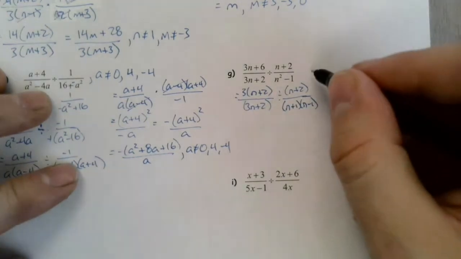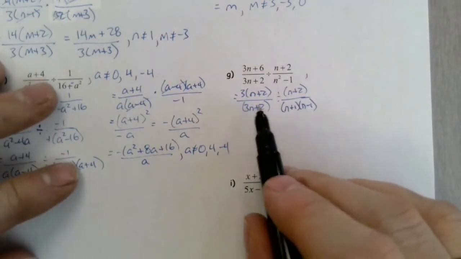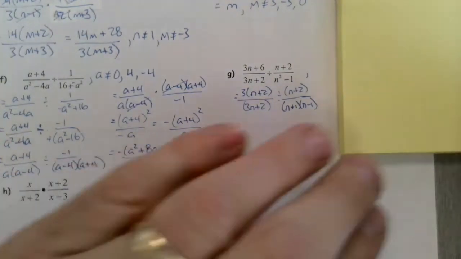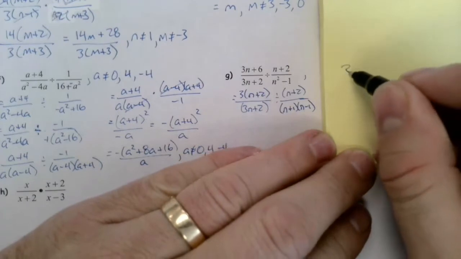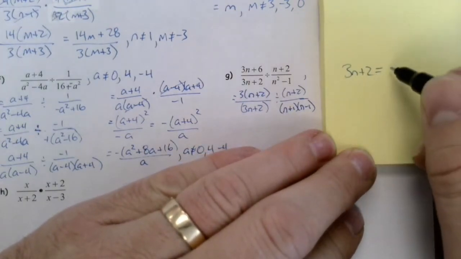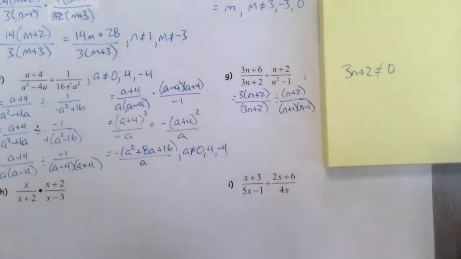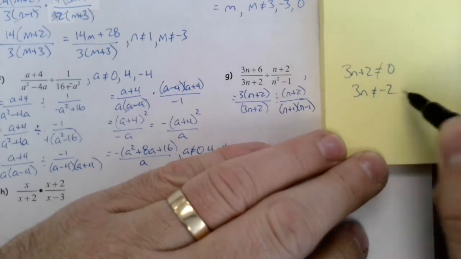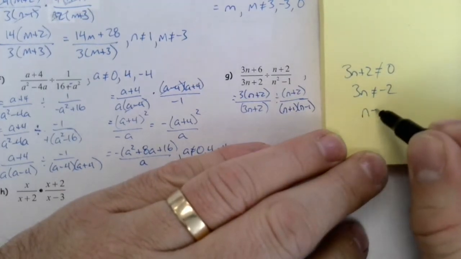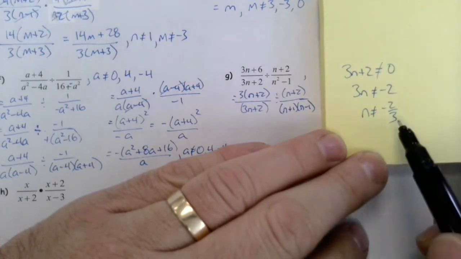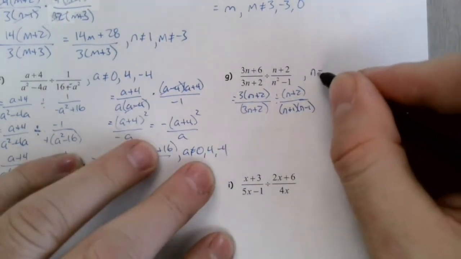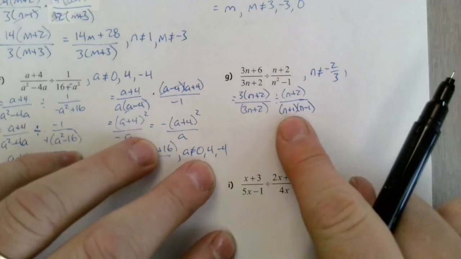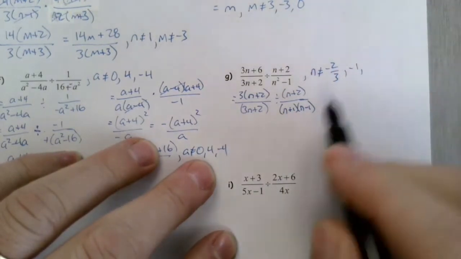Now that I've got everything factored here, I'm going to identify non-permissibles. This is an interesting one here. Because I've got that 3n plus 2, this is a little bit more complicated. Let's just take a quick look at that. What this means is I cannot allow 3n plus 2 to become 0. I can work with this just like an equation. I cannot allow 3n to be negative 2, which means I cannot allow n to be equal to negative 2/3. n cannot be negative 2/3, so there's a restriction that comes from here. From here, I can't allow n to be equal to negative 1.